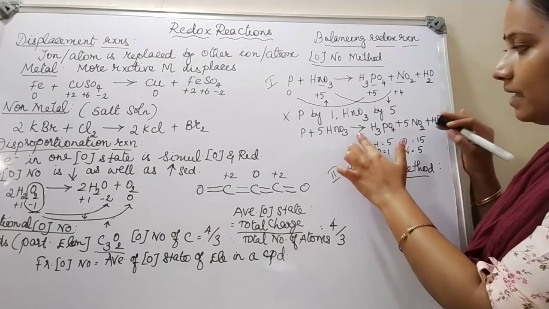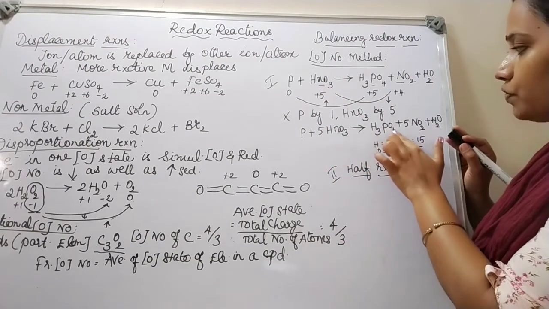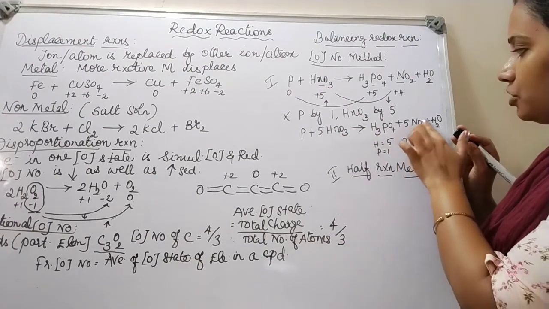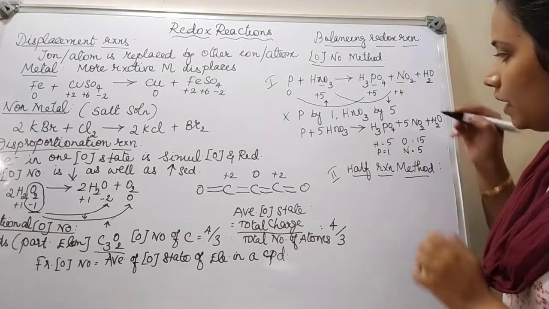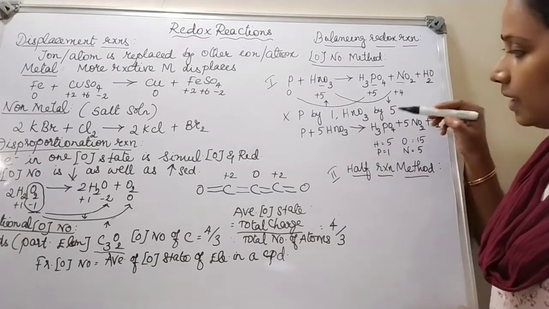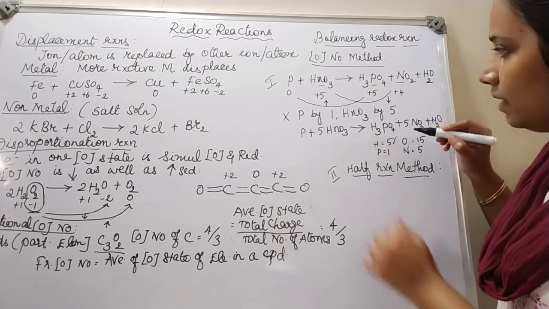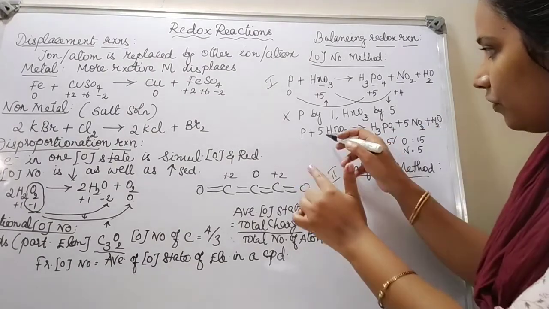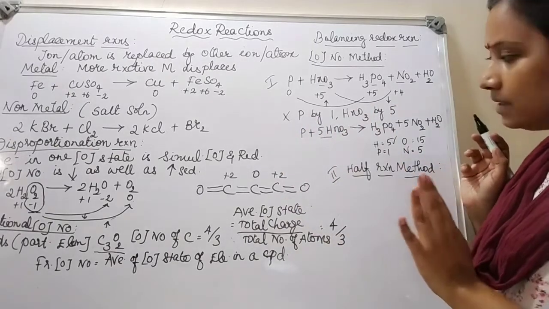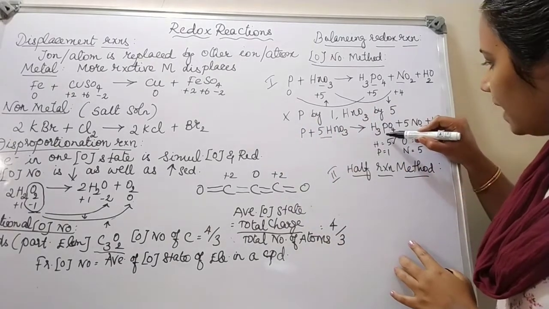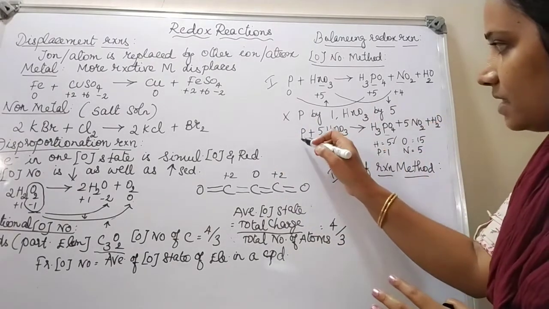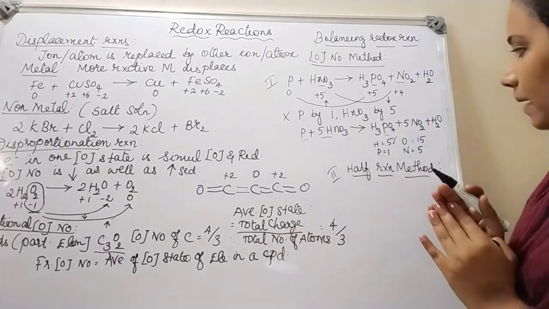Then obviously the right hand side of the reaction will become phosphoric acid plus 5 nitrogen dioxide plus water. Now if I count the number of hydrogen atoms, here 3 and here 2, 3 plus 2, 5 is there. Now looking to the left hand side, you have 5 hydrogen. So hydrogen is balanced. Now moving to phosphorus, I have 1 phosphorus here. In the left hand side, I have 1 phosphorus. So this is also balanced.